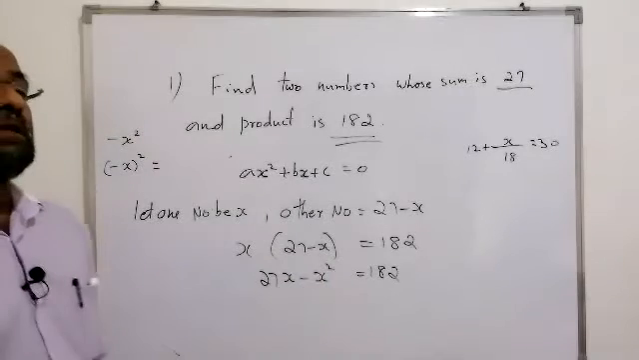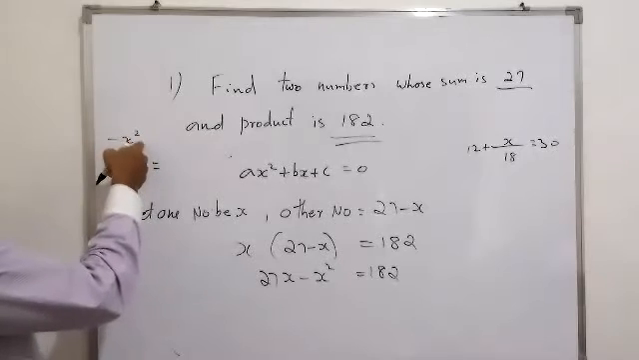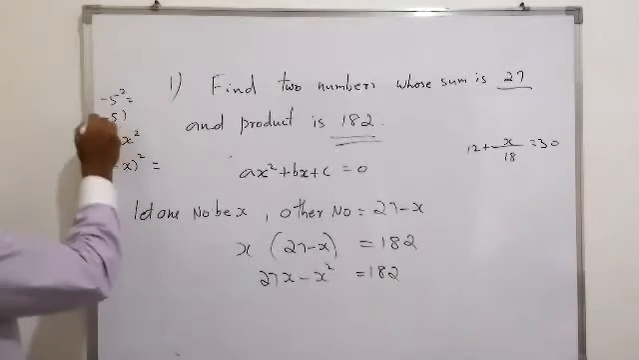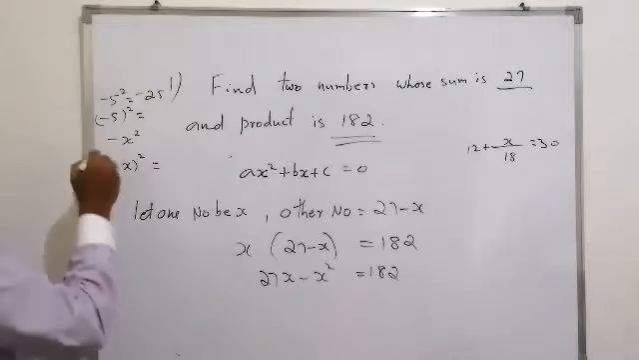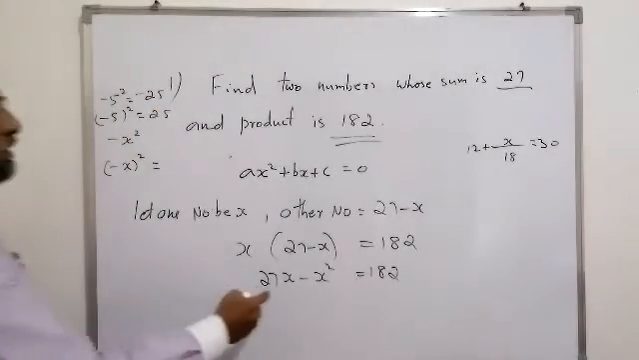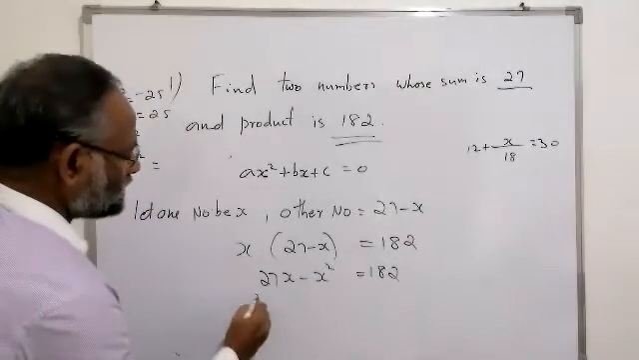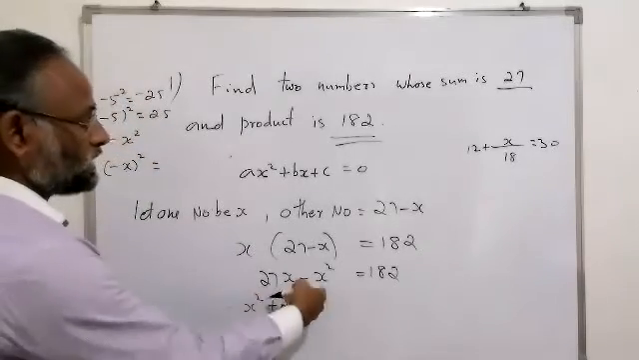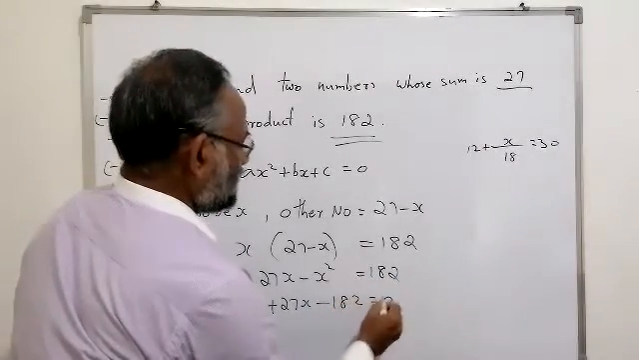So you told me minus x into minus x. It is not minus x into minus x. That is why I'm always telling this is minus x square. Suppose minus 5 square and minus of 5 square, these are all different. This is minus 25. This is 25. Minus 5 square is 25. So here, minus x square, 182. So what to do? Minus x square plus 27x. Don't say minus this one. Minus is the sign of this one. Then bring this one. 182 is equal to 0.